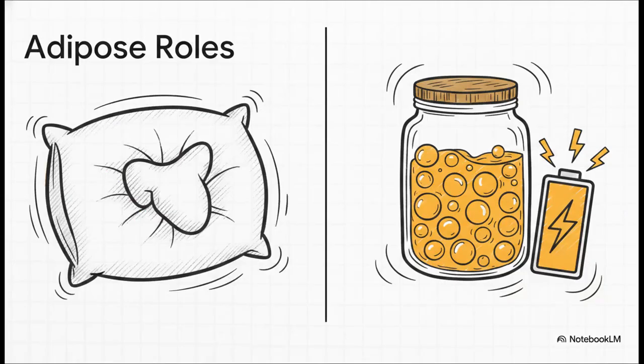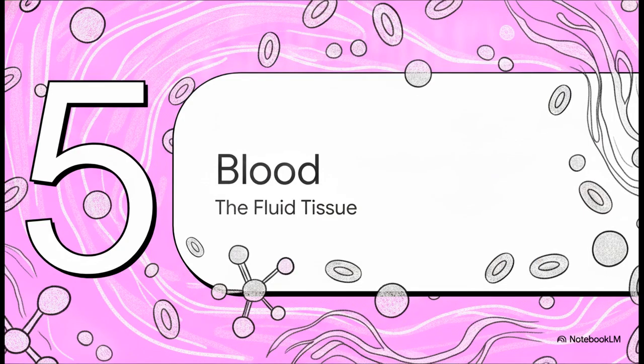And adipose plays these absolutely crucial dual roles. Structurally, it provides the necessary physical cushions to protect your vital organs from trauma. But metabolically, it acts as an incredibly dynamic energy reserve, actively storing fat until your body needs to draw upon it. It's way more than just passive insulation. And finally, part 5, blood, the fluid tissue.